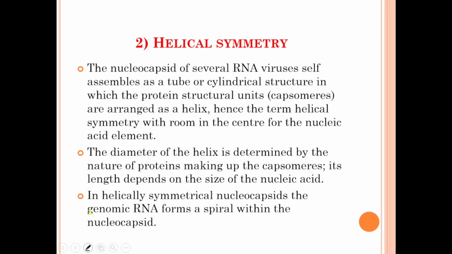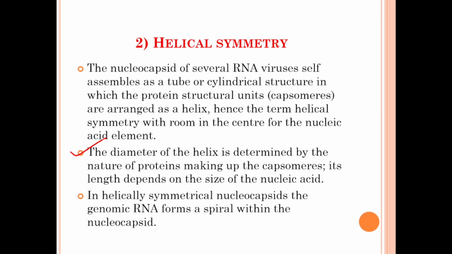So, dekho bhai, ab hum log baat karenge about the helical symmetry of the virions. So, simply, the nucleocapsids of several RNA viruses self-assemble as a tube or cylindrical structure in which the protein structural units are arranged as a helix, and hence the term helical symmetry, with a room in the center for the nucleic acid element. So, dekho bhai, simply, कुछ RNA viruses में ये जो nucleocapsid होता है वो अपने आप को assemble कर लेता है in the form of a tube or you can say in the form of a cylindrical. Basically, यहाँ पे क्या होता है, ये जो protein structural unit है, that is capsomere, वो अपने आप को helix formation में arrange करते हैं, जिसकी वजह से हम इस particular symmetry को helical symmetry के नाम से जानते हैं. और साथ ही साथ जब ये capsomeres अपने आप को helix manner में arrange करते हैं, they will leave a space in the center for the nucleic acid or you can say genomic material.